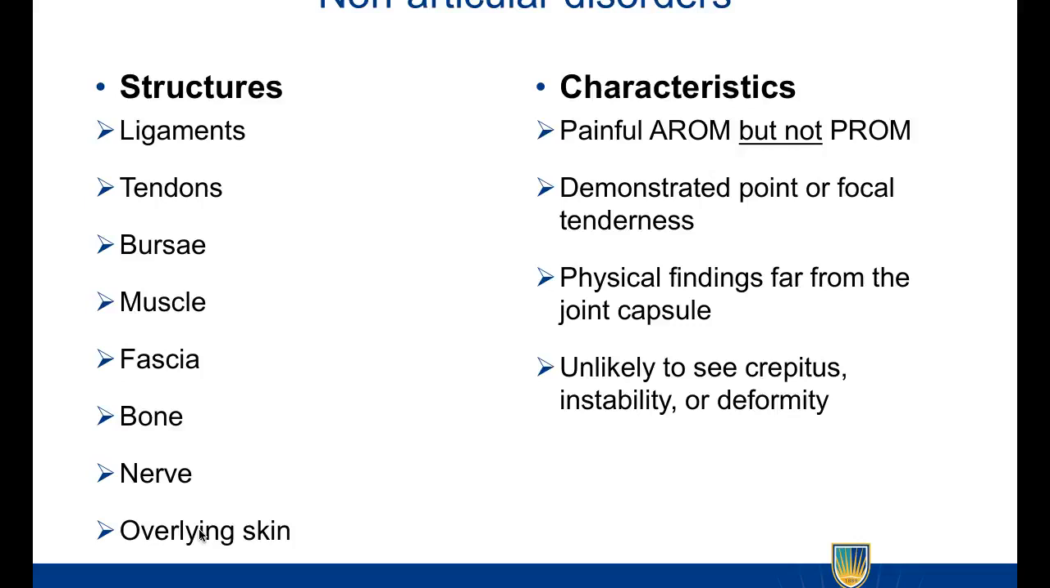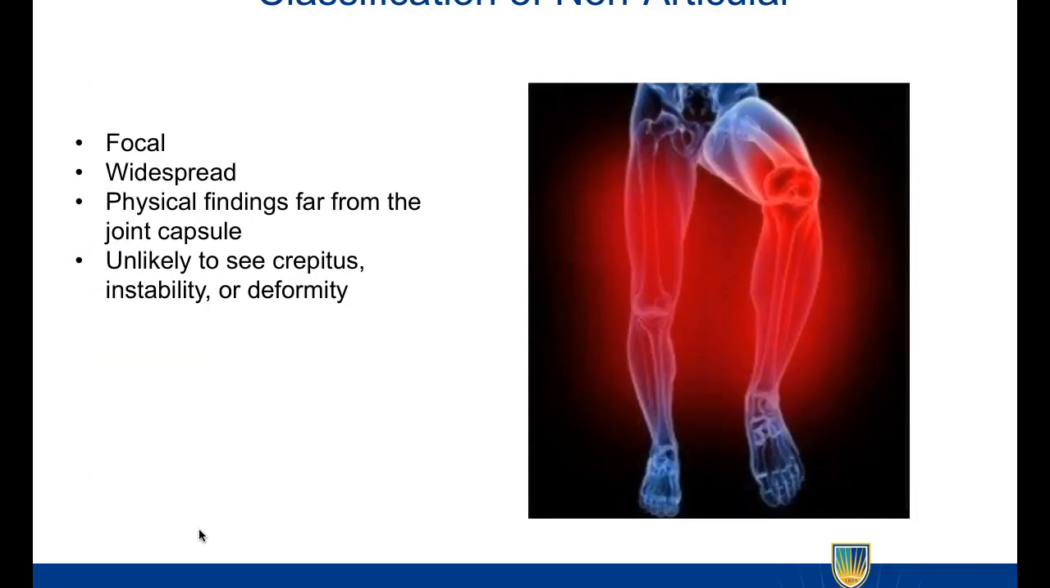Non-articular disorders structures include the following: ligament, tendon, bursa, muscle, fascia, bone, nerve, and overlying skin. Disorders of these structures are typically characterized by the following: painful active range of motion but not passive range of motion, demonstrated point or focal tenderness, physical findings far from the joint capsule, unlikely to see crepitus, instability, or deformity. Non-articular disorders are described as either focal or widespread.